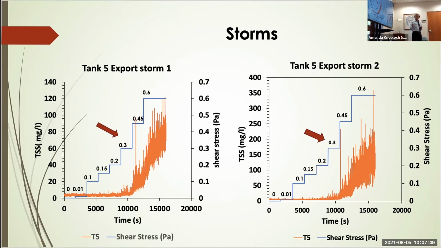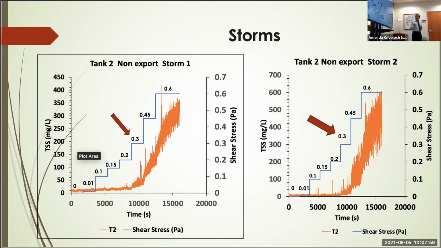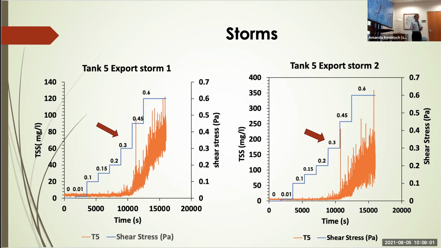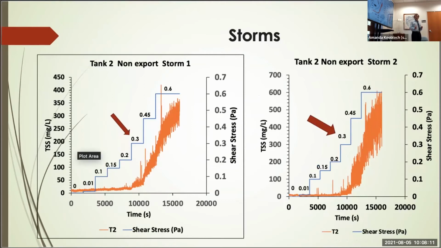And we had 0.3 when the amount was starting to be resuspended in the water column. And we had export and non-export tanks. Export meant that the matter in the tank was not allowed to settle out after the storm ended. And with non-export tanks, matter was allowed to settle out before the tanks were drained by 50%.